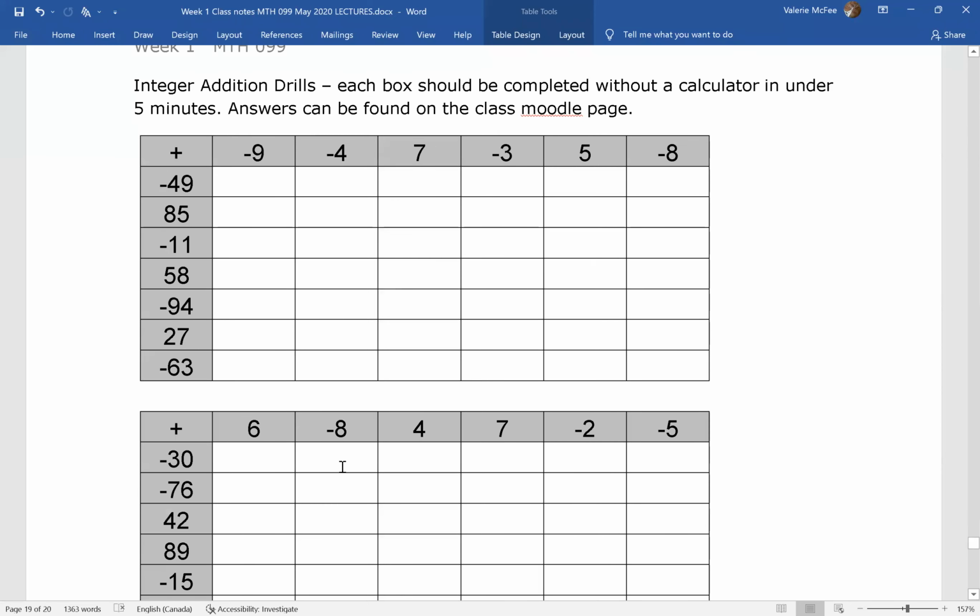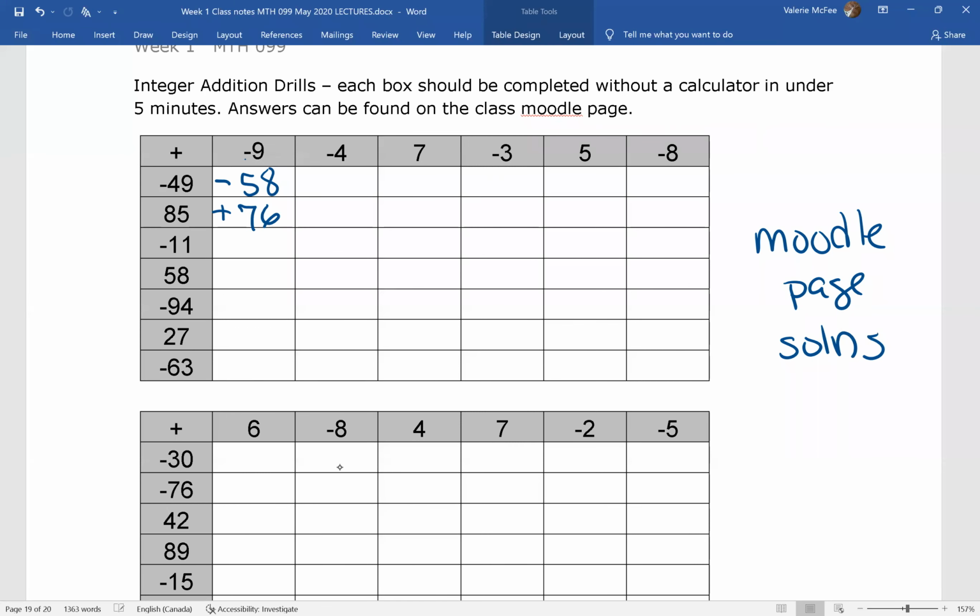And there are some integer addition drills. The signs are the same, so we're going to add, and the answer is negative. The signs are different, so we're going to subtract, but we have more positive. The answers for these can be found on your class Moodle page. Each one of these boxes should be completed in under 5 minutes. If you can do that, then you know that your addition of integers is pretty good.